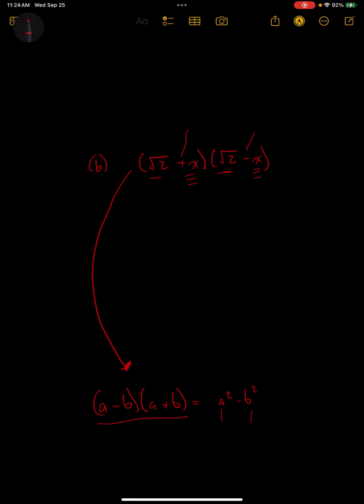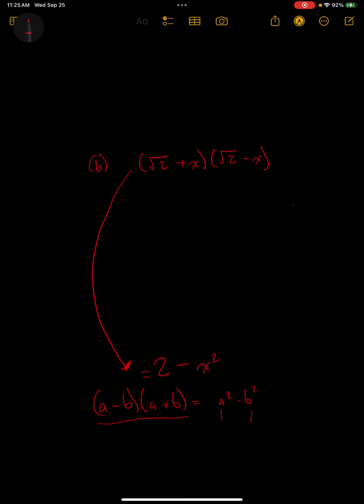So I could take the first term, subtract it by the second term. So that's actually equal to the square of the first, 2 minus x squared. Or, if you don't recognize it, that's the answer, by the way. That's what it's equal to.